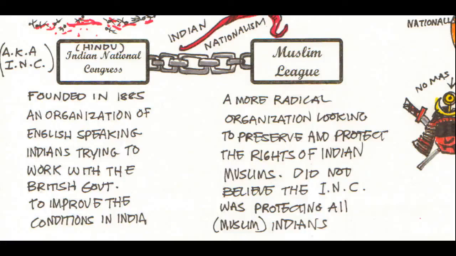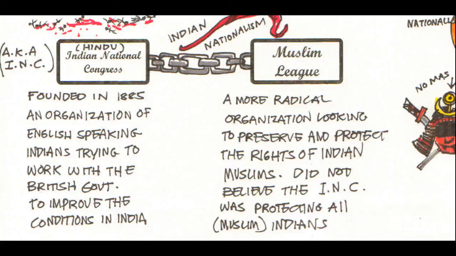The Indian National Congress was founded in 1885, an organization of English-speaking Indians who were trying to work with the British government to help improve conditions in India. Basically, the conditions got so bad that the British weren't helping Indians out. They were just mainly concerned about themselves, and they pretty much ruined the Indian economy. And so this group comes in and they want to try and work with the government to help improve conditions for India and Indians themselves.